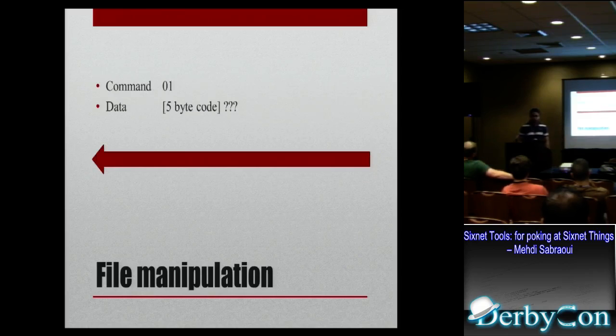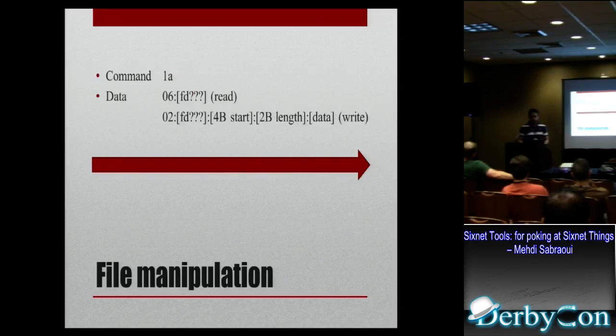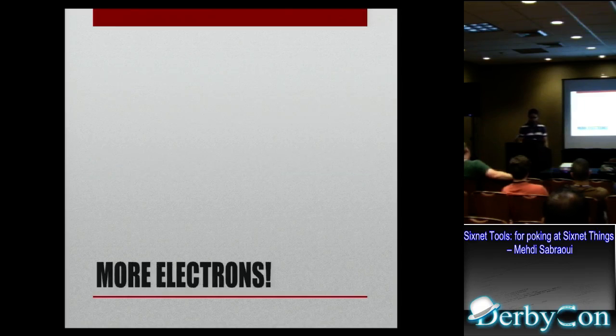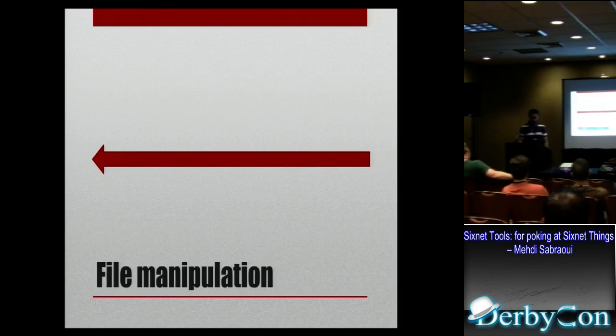So the RTU responds with acknowledge, just like it would in Modbus, and some weird 5-byte code, which is probably the file descriptor. And then to continue on the reading and writing, it's 1A again, but with different following bytes. 06 this time for read, followed by the file descriptor. And then for write, it's the file descriptor, then the byte at where it's going to start writing in the file, and then the length that you're going to write and the data that's actually going to be put into that file. Oops, wrong direction. Okay.